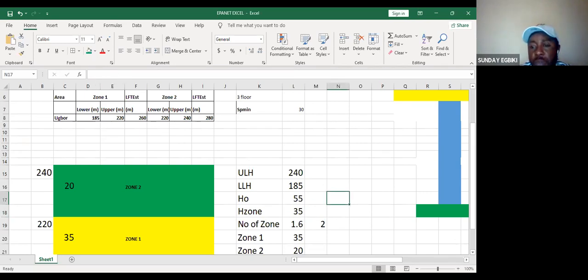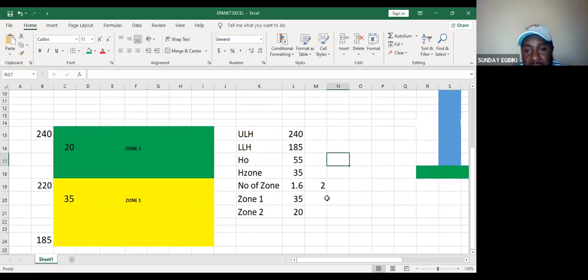The next thing you need to do is to compare this elevation difference, 55, and this height of zone, which is 35. To get the number of zones you need in that estate, you divide this 55 by this 35. If I divide this 55 by this 35, I'm having 1.6.